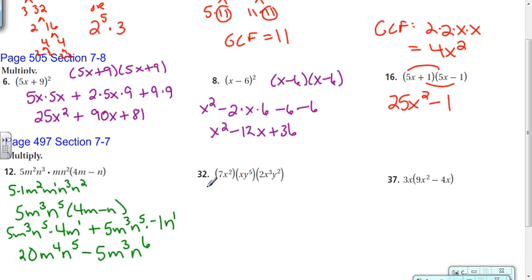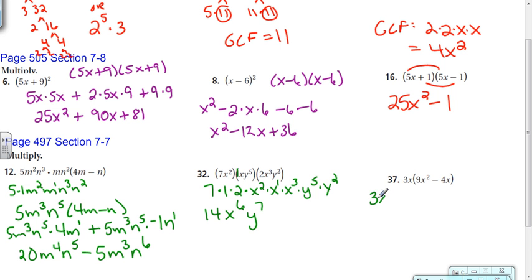Here I can do 7 times, there's really a 1 in front of that xy to the 5th. So 7 times 1 times 2. Then I can group the x squared, the x, and the x cubed. I can group the y to the 5th and the y to the 2nd. So 7 times 1 times 2 is 14. X to the 2 plus 1 plus 3 is going to be x to the 6th. And y to the 5 plus 2 is y to the 7th.